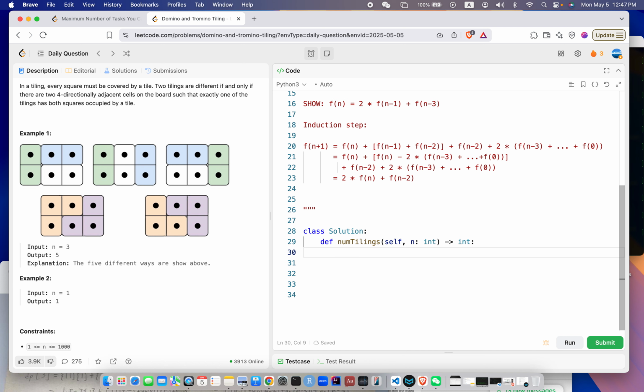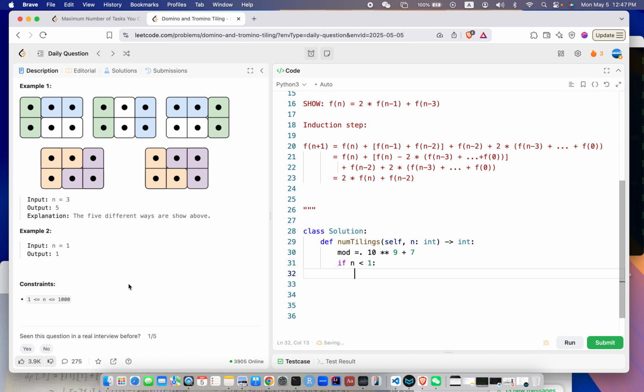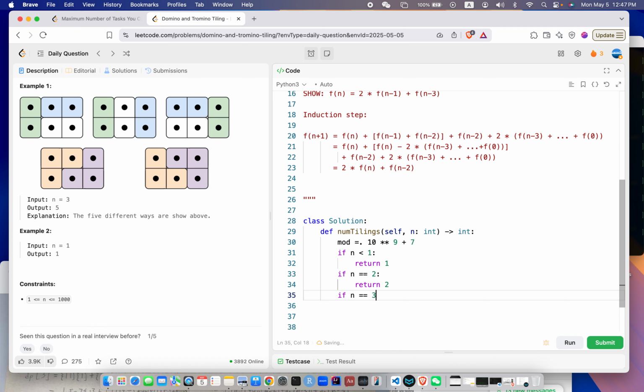Let me quickly code that. First, we have this mod is 10 to the power 9 plus 7, right? And then if n is less than 1, let's just write this, because actually here n is greater than or equal to 1. So we just return 1. If n equals 2, we can return two possibilities, so 2 vertical dominoes or 2 horizontal dominoes. Then if n equals 3, we also know the result from this example, that is 5.